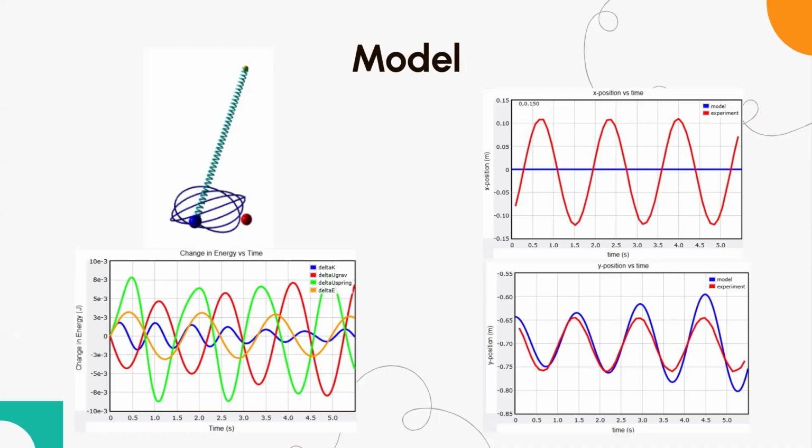Finally, the Y position versus time graph shows that both the model and experiment demonstrate oscillations in the Y-axis, and the spring is bouncing as expected. The periods appear reasonably similar, but the model's amplitude is larger than that of the experimental data.